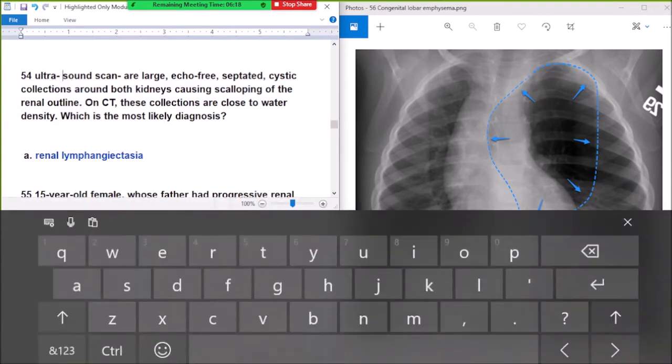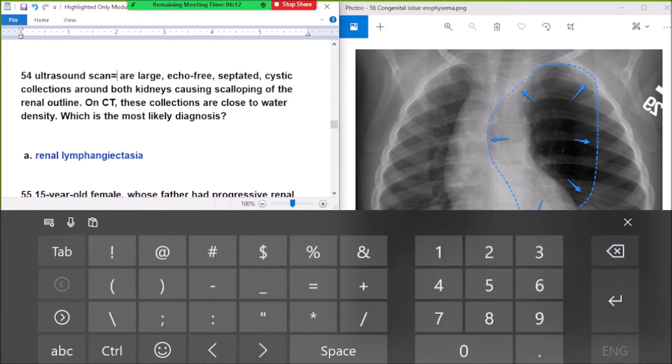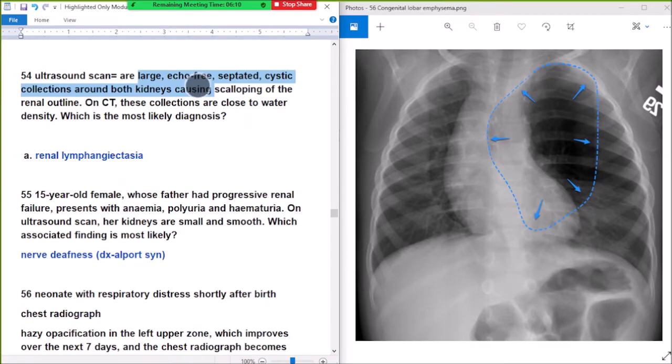54. Ultrasound scan shows large echo-free septated cystic collections on both kidneys, causing scalloping of the renal outline. On CT, you have collections of close to water density, most likely diagnosis, renal lymphangiectasia. Now, the collections are shown around the kidney outline, and they are close to water density, so renal lymphangiectasia. Ultrasound scan shows large kidneys and cystic collections around them. We have close to water density on CT, so diagnosis: renal lymphangiectasia.